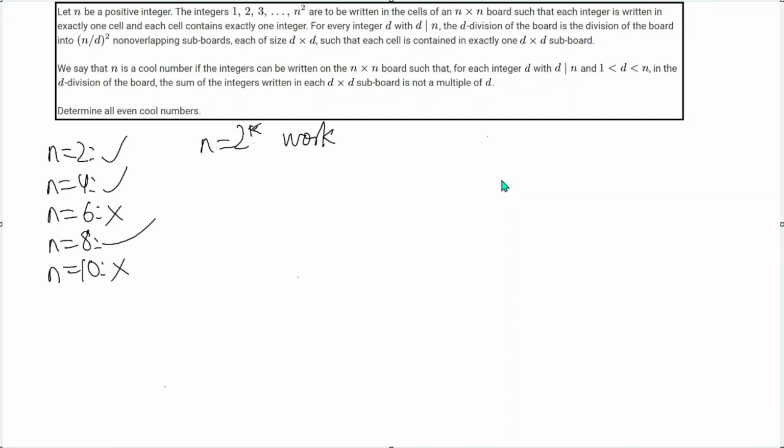So let's see if we can prove that all the other numbers don't work. But let's continue going. So n equals 12, we don't know if it works or not, but we're guessing that it doesn't work. Because if it did work, then we'd have 2, 4, 8, 12, 16, and that doesn't seem to follow a clear pattern. n equals 14 doesn't work since it's 2 mod 4. n equals 16 works since it's a power of 2. So now we're just left with what happens when n equals 12.